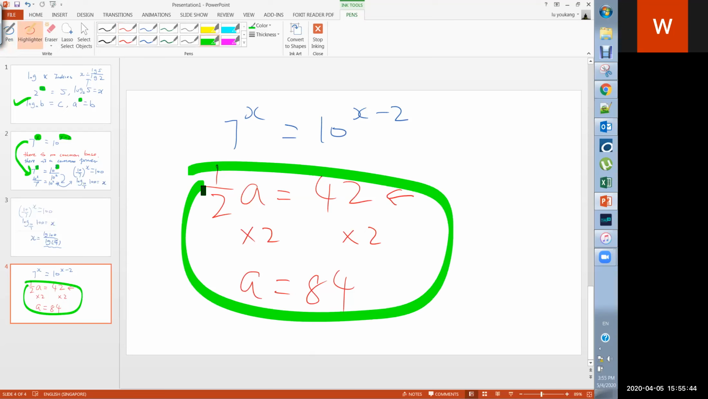In math, if you want to add 2 on the left, you need to add 2 on the right to balance it out. So in this case, you times 2 on the left, you times 2 on the right. The equation is balanced. That's why you can make use of this method, and end up with a equals 84. Similarly, for your indices question on top here, you can also use this concept by taking log on both sides.